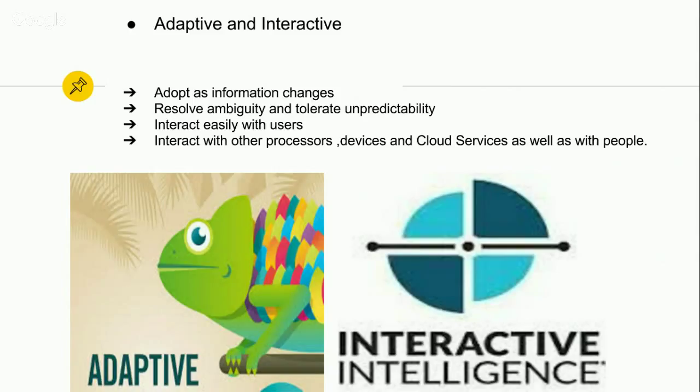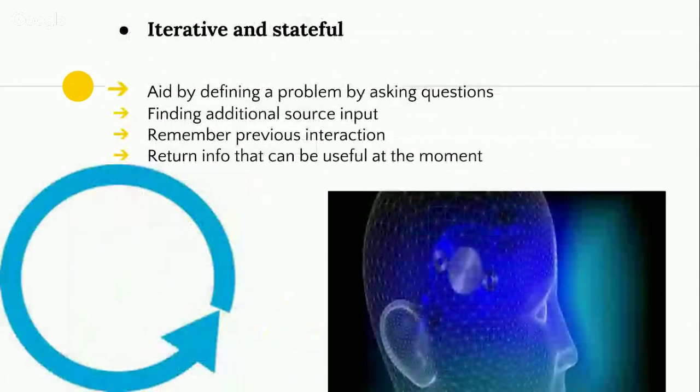Being iterative and stateful means defining a problem by asking questions, finding additional source input, remembering previous interactions, and the returning of the information that can be useful at the moment. Next is the contextual part, which is basically the understanding, identifying, and extracting contextual information from a dataset.